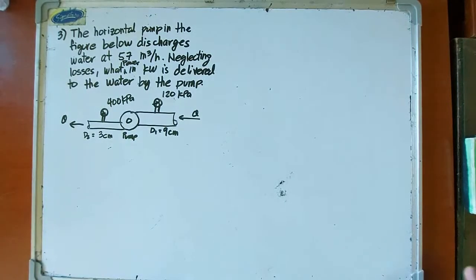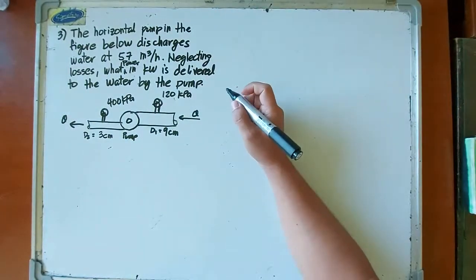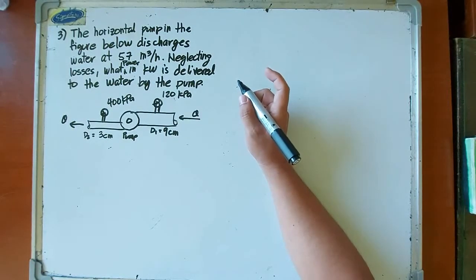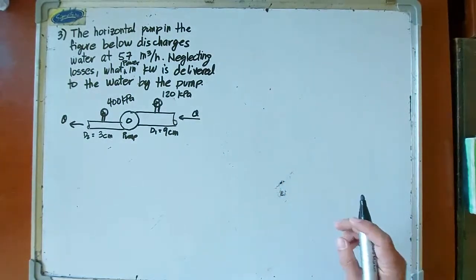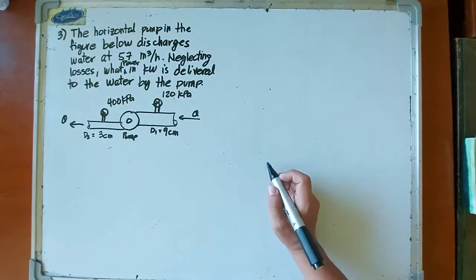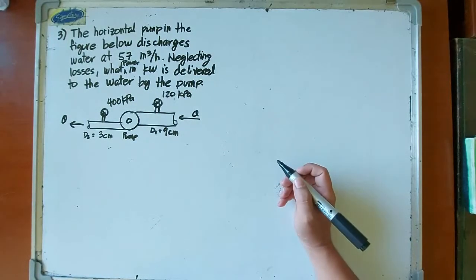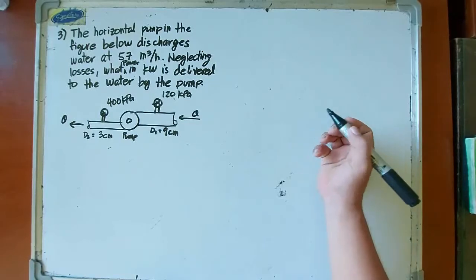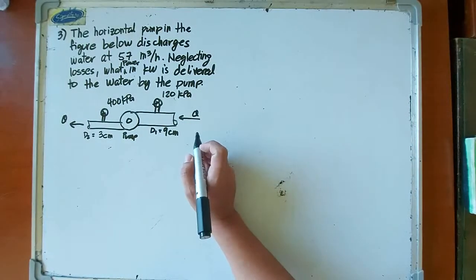The horizontal pump in the figure below discharges water at 57 cubic meters per hour. Okay, neglecting losses, what power in kilowatts is delivered to the water by the pump? Okay, so this is our schematic diagram. I hope you have your modules with you. Better if you print it so that you can write on it, ano. Okay, so ito yung ating schematic diagram.